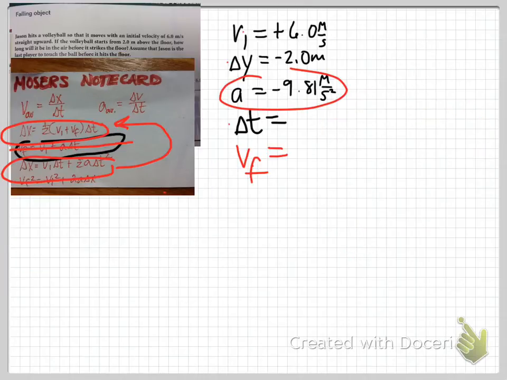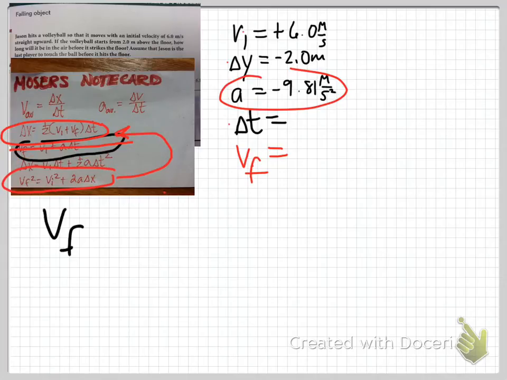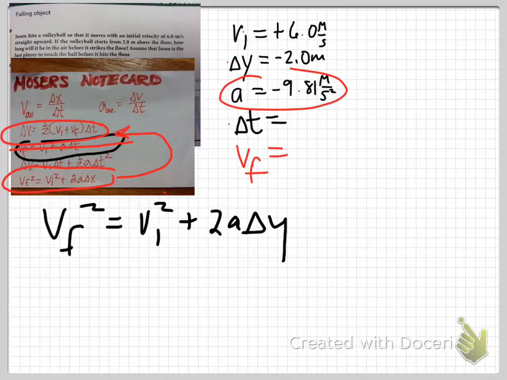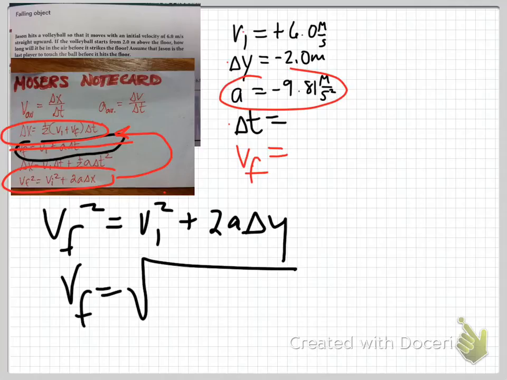So, let's do it. Let's use this bottom equation, VF squared equals VI squared plus 2a, and in this case, of course, it's going to be delta y. How can we solve that for VF? Boy, this one's simple. Take the square root. Okay, so VF is equal to the square root of VI squared plus 2a delta y. That was easy. We now have an expression for VF.